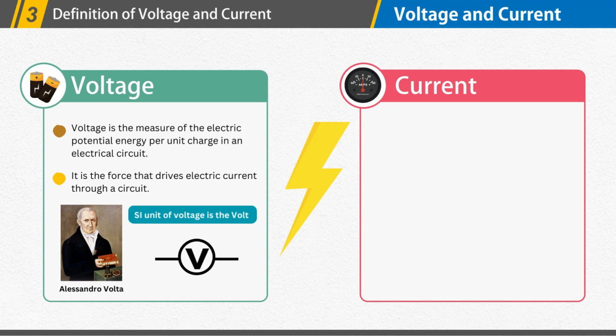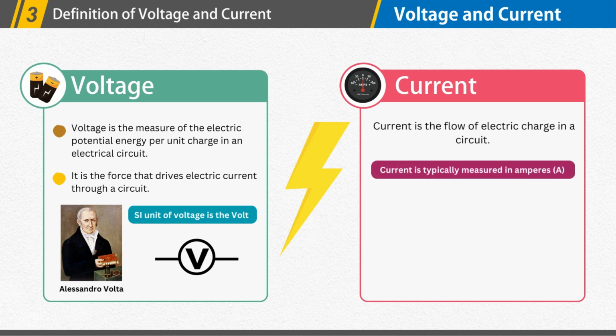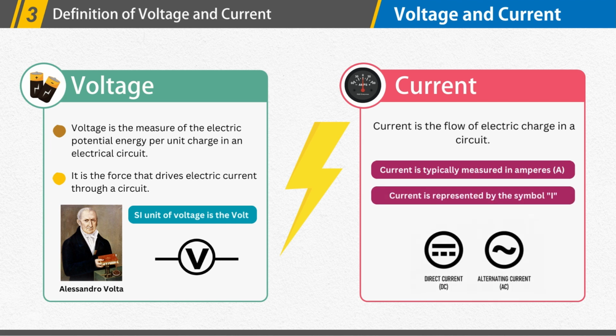Current, on the other hand, is the flow of electric charge in a circuit. It is the rate at which electric charge flows through a conductor. Current is typically measured in amperes and is represented by the symbol I. Electric current flows from a high voltage area to a low voltage area in a circuit, much like the way water flows from a high pressure area to a low pressure area.